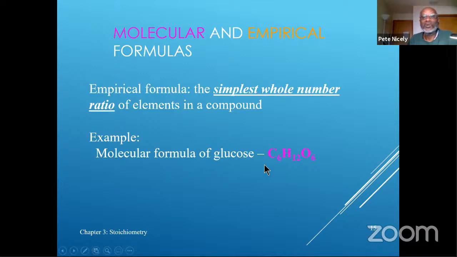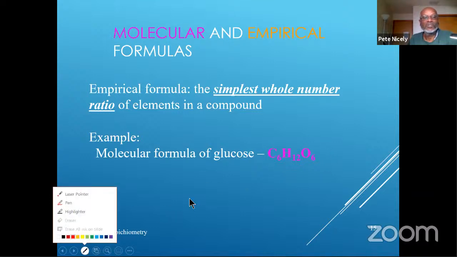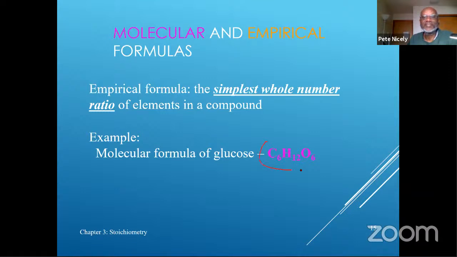So going back to the glucose example we saw earlier, this is the molecular formula for glucose, right? This right here, C6H12O6. So what this tells you is that for every molecule of glucose, you have 6 carbon atoms, 12 hydrogen atoms, and 6 oxygen atoms, all right? So that's information that you would get from the molecular formula.